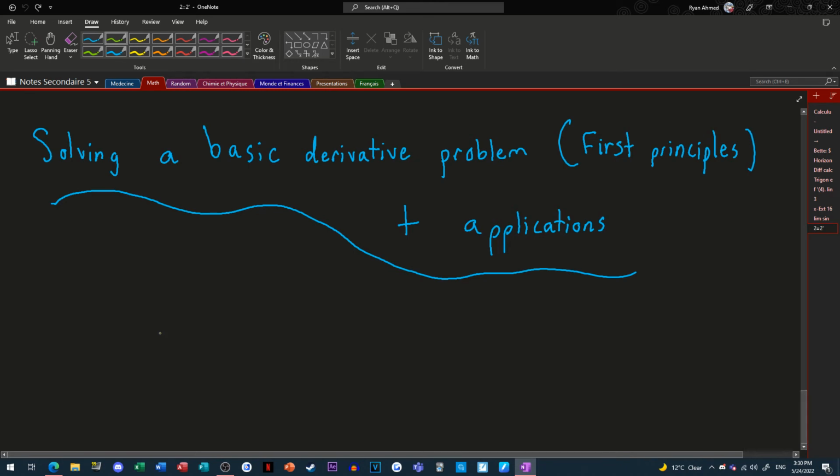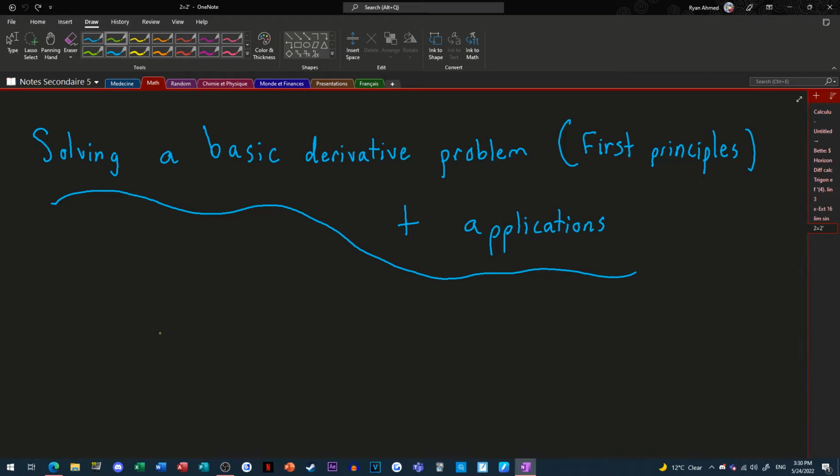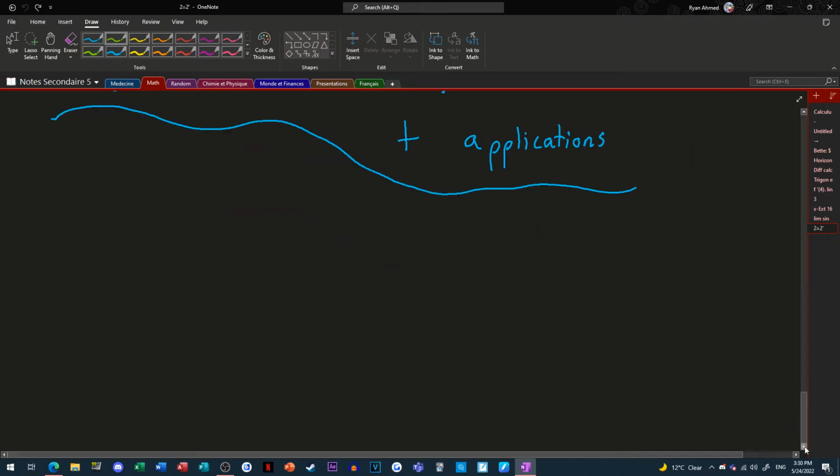Alright, so today I'm going to be solving a very basic derivative problem in Calculus 1 by using first principles. Basically, I'm just going to be finding the derivative of a function, and then I'm going to be applying it to a certain situation with a parabola. So that's what I'm going to do today, and it's pretty cool.